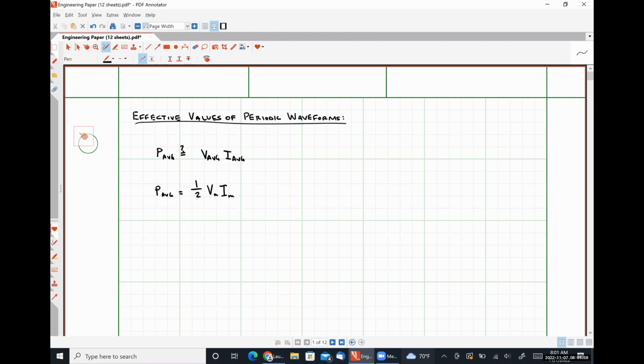What's the average value? Zero. What's the average value of the current in a sinusoidal steady state system? Also 0. So how can 0 times 0 equal something that isn't 0? It obviously cannot, okay?